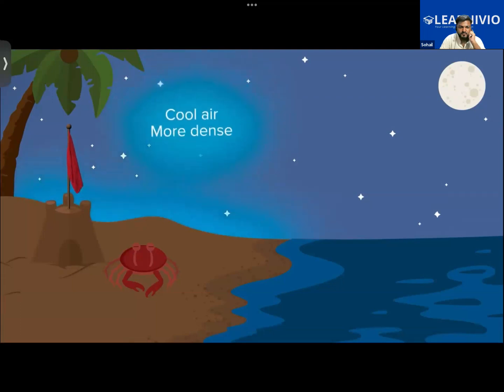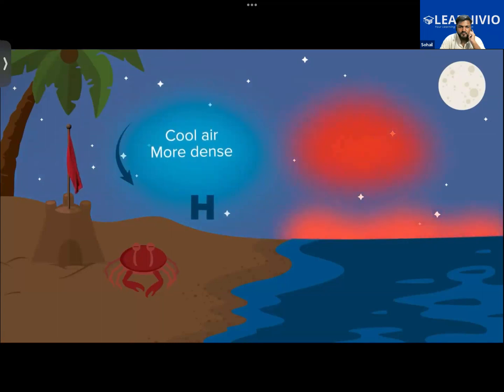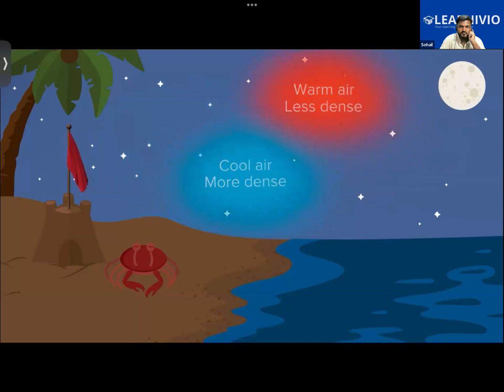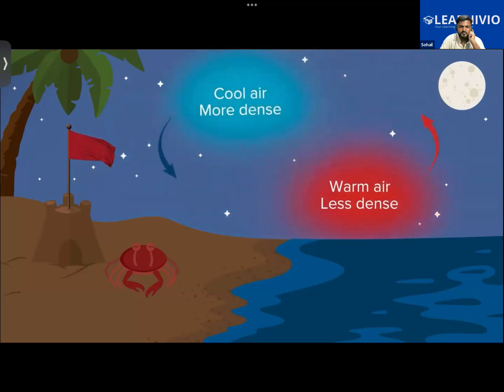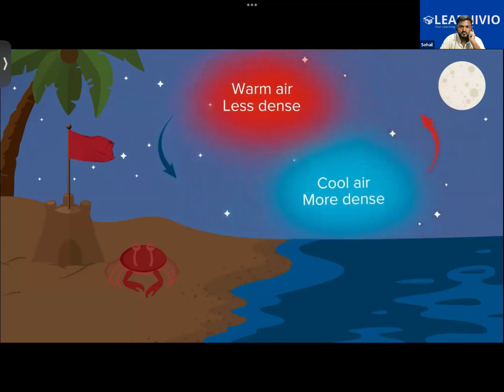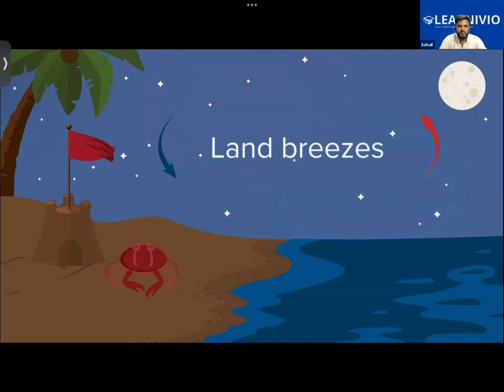Therefore, the air above the land also cools down. Cool air, being more dense, presses down over the land, creating an area of high pressure. Meanwhile, because water cools down slowly, the air over the ocean is still warm. Warm air, being less dense, expands and rises, leaving an area of low pressure over the water. At night, cool air over land moves towards lower pressure over the ocean. This air is warmed by the water and rises, and the cycle continues. Winds that blow from the land to the sea are called land breezes.